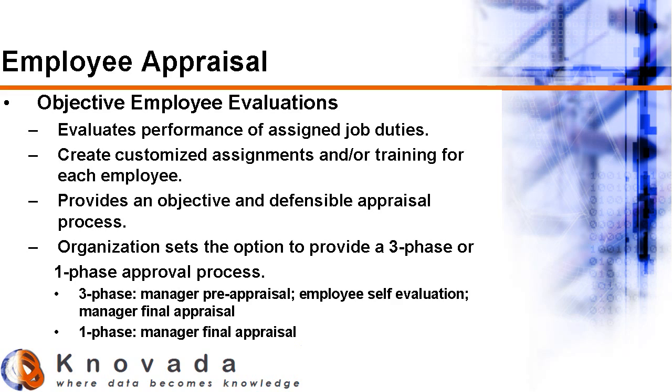As mentioned in an earlier slide, the HRMS has an administration module which provides the organization the capability to configure the system to meet their specific needs and requirements. An example of such a configuration option would be the decision by the organization to set either a 3-phase or a 1-phase approval process for appraisals. The 1-phase process being an appraisal which only requires a manager completing the final appraisal for their employee, whereas a 3-phase process includes a manager's pre-appraisal, the employee conducting their own self-evaluation, and a manager having the final appraisal completed.